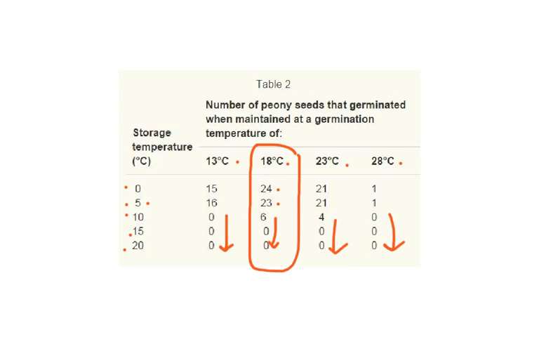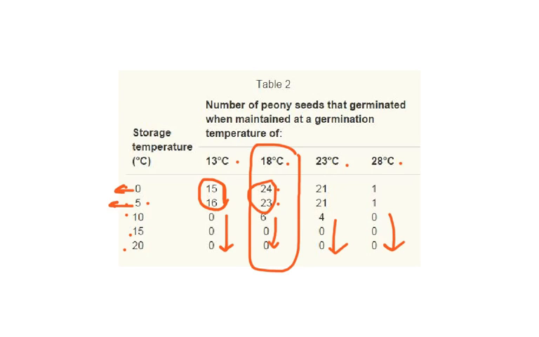Now, as I look at those two, there isn't really a clear connection. At 0 degrees Celsius, you're at 15 and 16. At 18 degrees, we're at 24 and 23. One's higher, one's lower. So it doesn't seem to be truly impactful whether you're storing at 0 or 5 degrees in terms of how many are going to germinate.